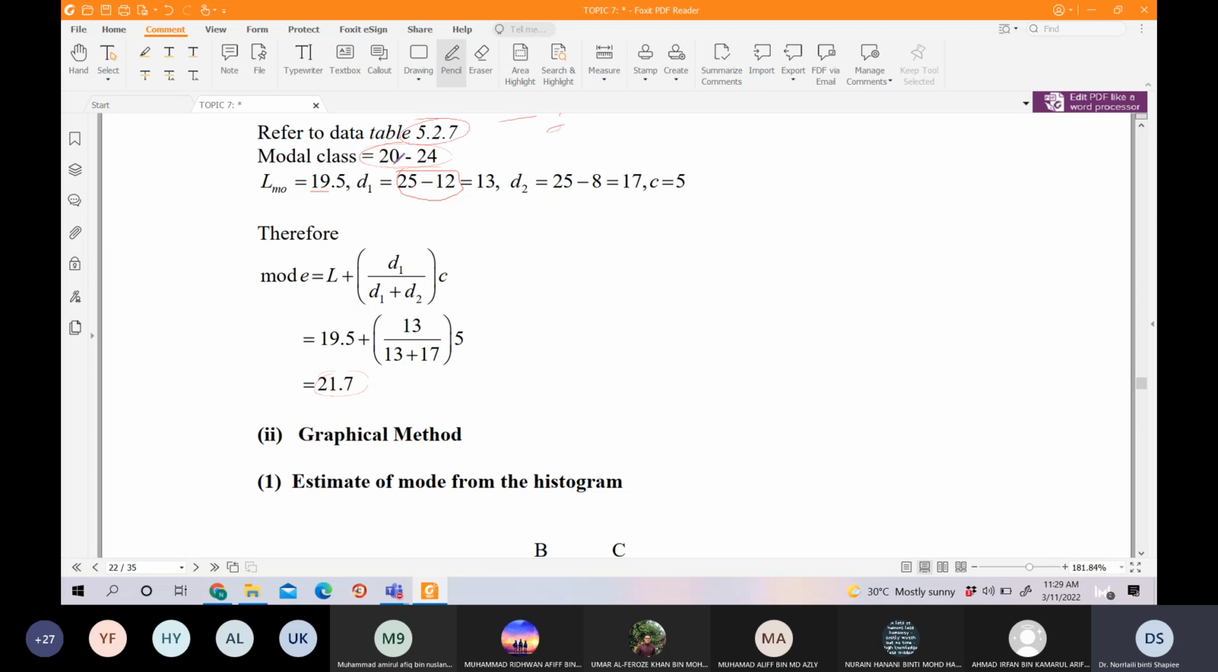Tapi kita tak tahu pun the exact value of the mode. Okay, how to find the exact value for the mode? You have to substitute into the formula of the mode. Okay, bila dah masuk formula, baru you tahu, okay, the exact value for the mode is 21.7. And this one is satisfied in the interval 20 to 24. Okay, dah. Lagi? Apa lagi nak belajar ni?